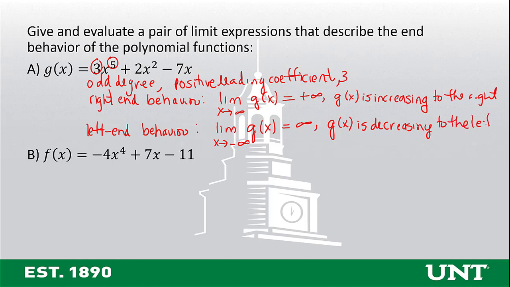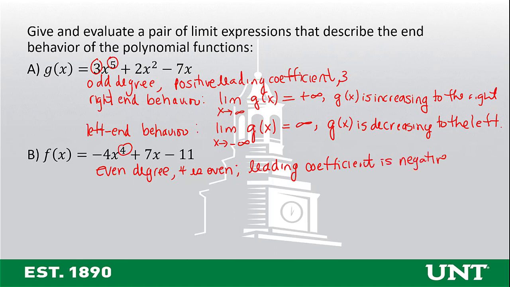B. f of x equals negative 4x to the fourth plus 7x minus 11. This is a polynomial function of even degree. It is an even degree because x to the fourth is the highest degree and 4 is an even number. The leading coefficient is a negative number. The leading coefficient is negative 4, and so that's negative.